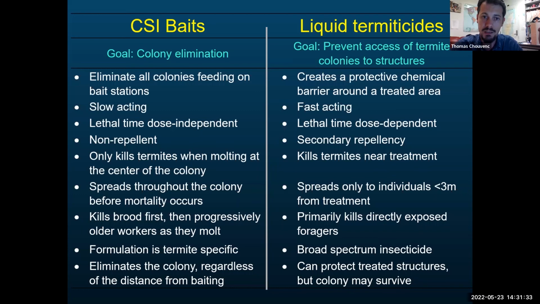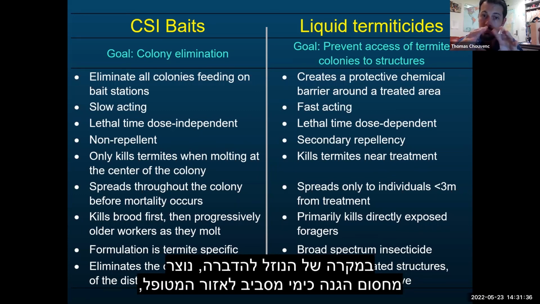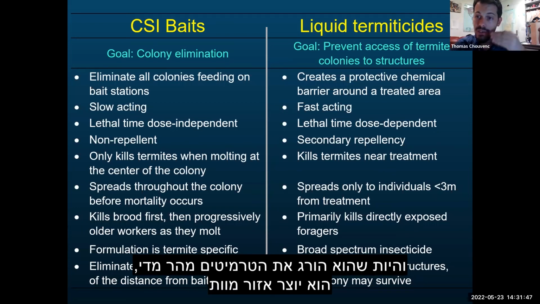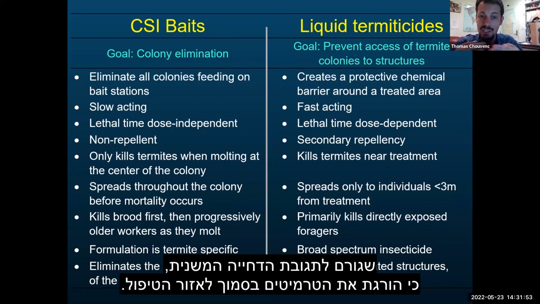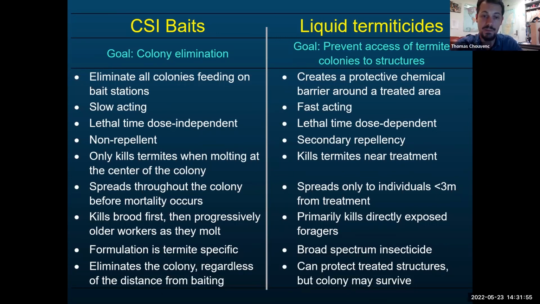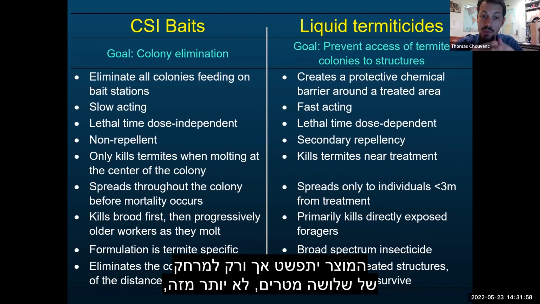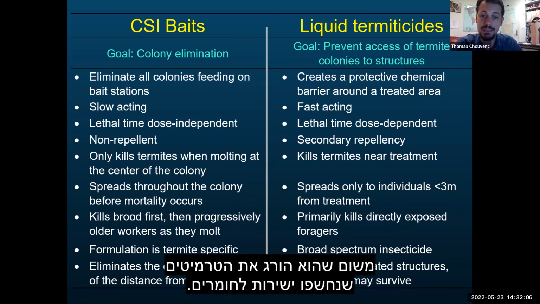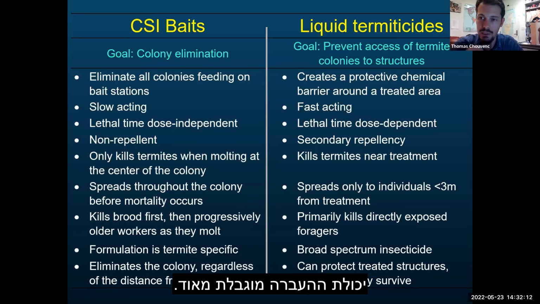With liquid termiticide, here you create a protective chemical barrier around the treated area. But it's fast acting, therefore it is lethal time dose dependent. And because it kills the termite too fast, you create a dead zone that creates a secondary repellency that kills termites near the treatment. The spread of the product is only going to be up to 3 meters. That's it, no more. So distance here is very important because it only primarily kills the termites that were directly exposed to the foragers. The transfer is very limited.